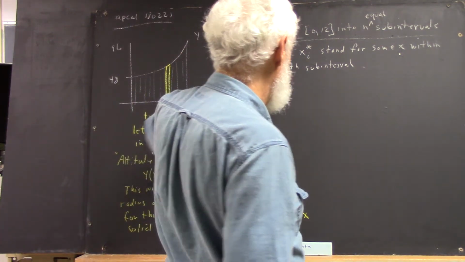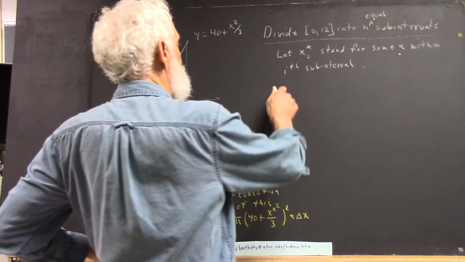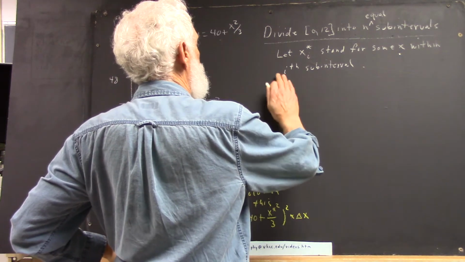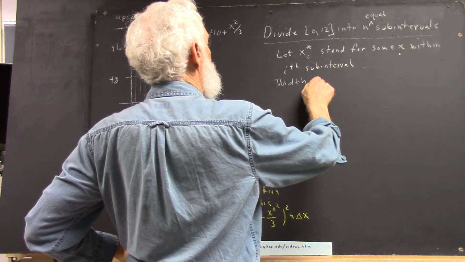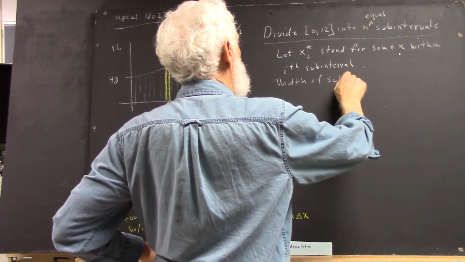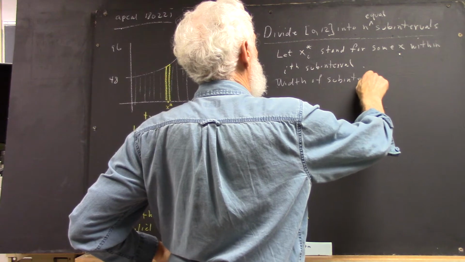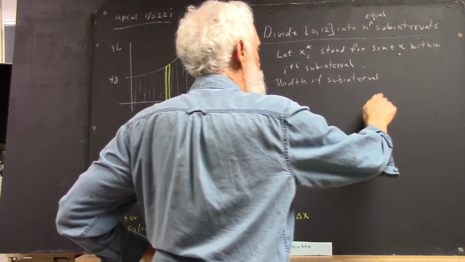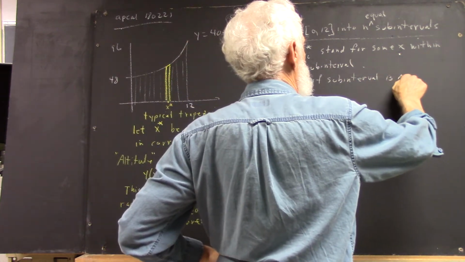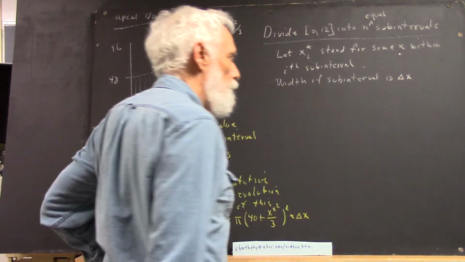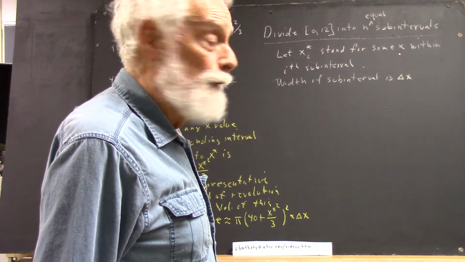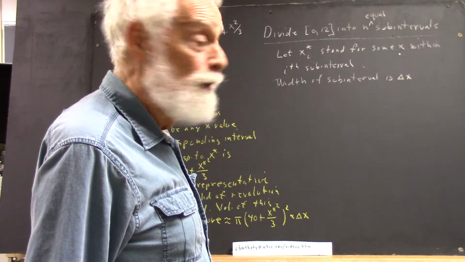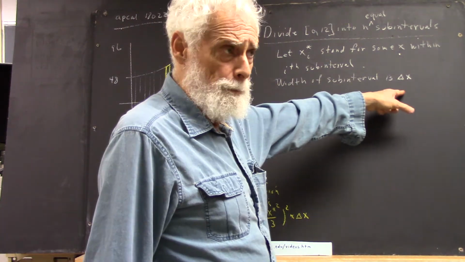Some x within the ith subinterval. Then, well, the width of the subinterval is delta x, right? And delta x is something we can easily calculate. What would delta x be?